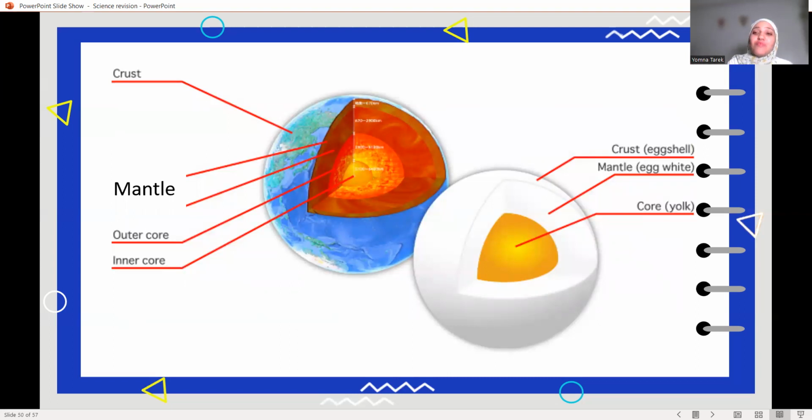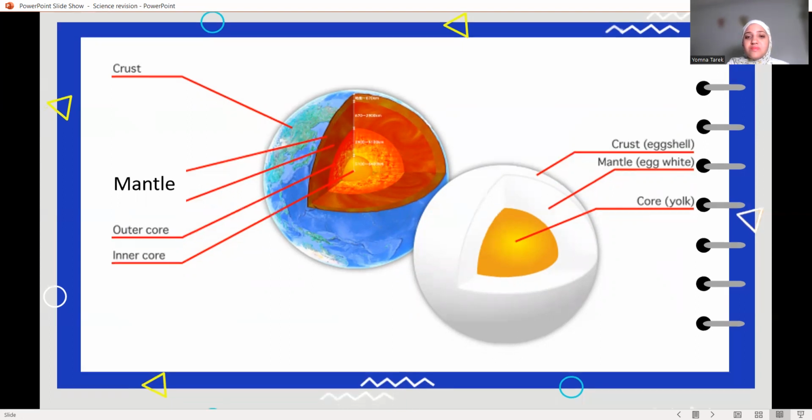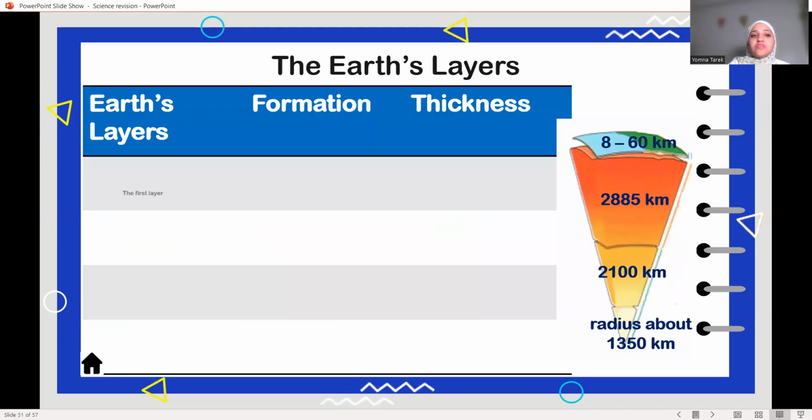So let's talk about what's inside the Earth itself. Inside the Earth, we have crust, we have mantle, and we have outer core and inner core. It's like an egg. So let's talk about the layers.